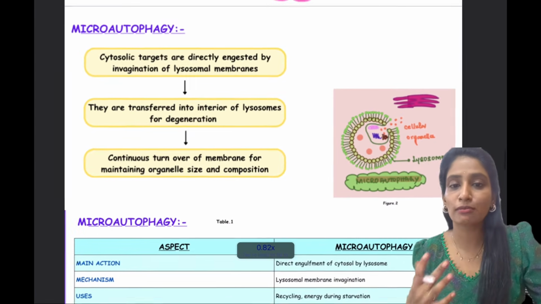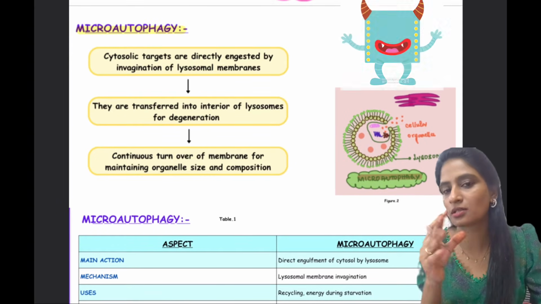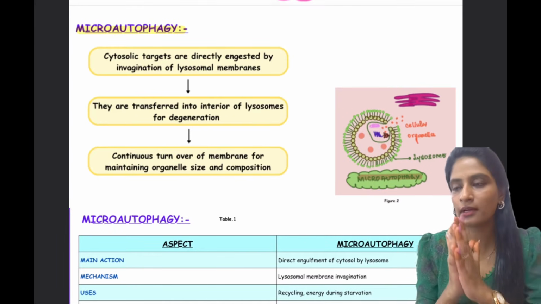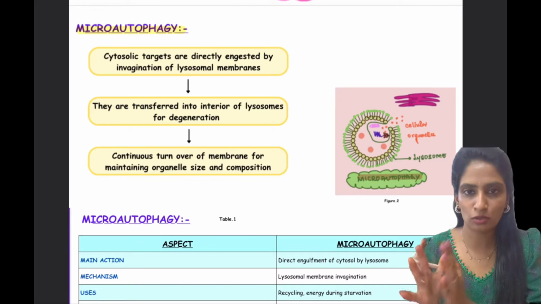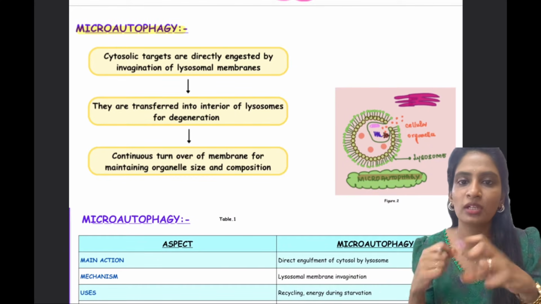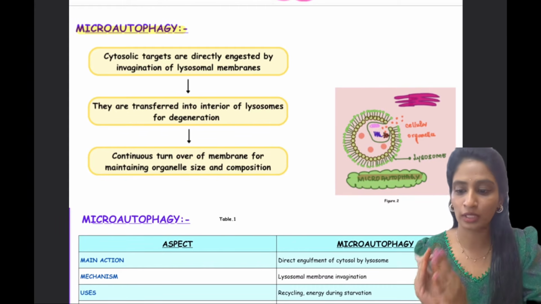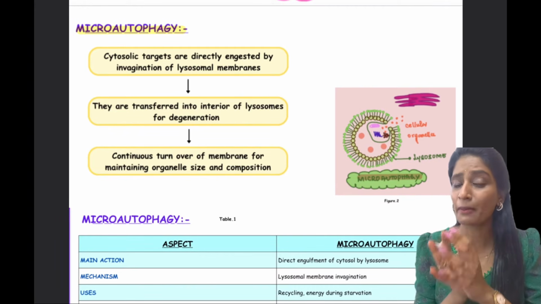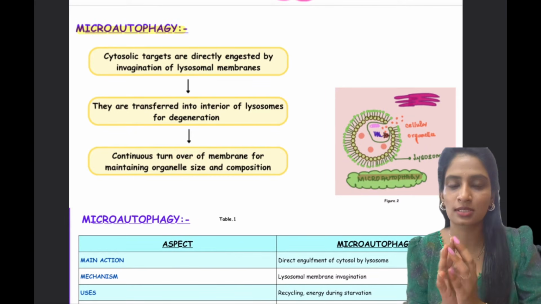The next one is microautophagy. Think of the lysosome as a little monster inside the cell. We saw macroautophagy, where there is initiation, nucleation and the autophagolysosome component, and finally the lysosome digests the cell. Next, moving on to microautophagy. This is something happening within the cell, that's why it's called microautophagy. Here everything happens within the cell.